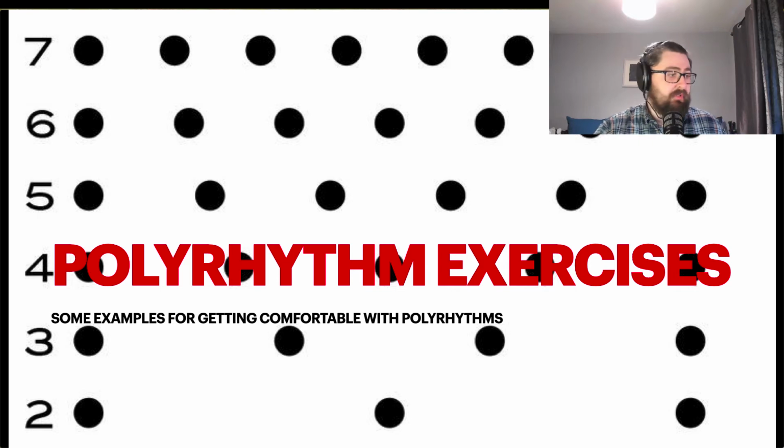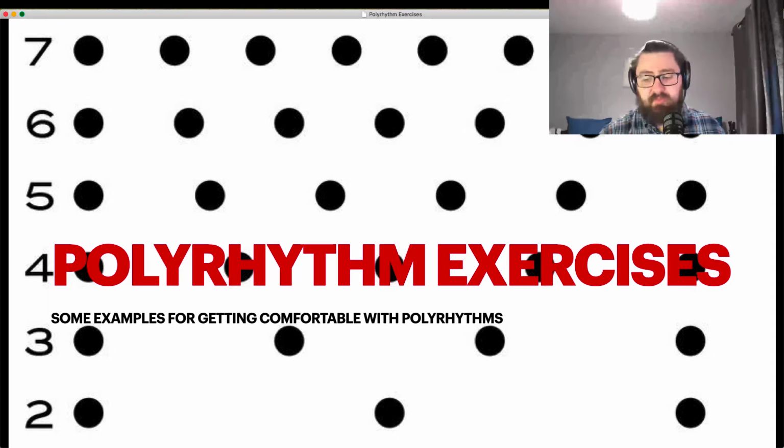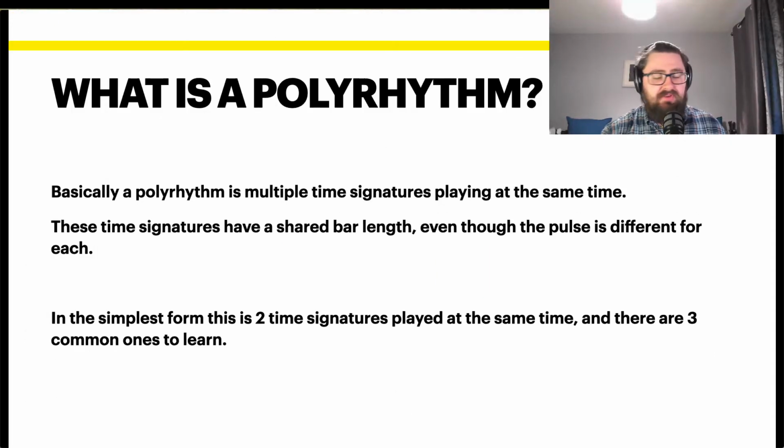I'd like to take just a quick look at some little polyrhythm exercises, some examples for getting comfortable with polyrhythms. So the very first thing, just to recap what we would have done in class, what is a polyrhythm? Basically a polyrhythm is when there are two time signatures going on at the same time and they have a shared bar length. So their pulse length will be different, but their bar length will be the same.